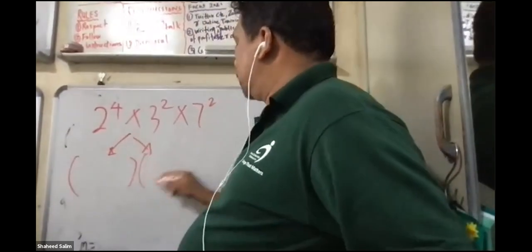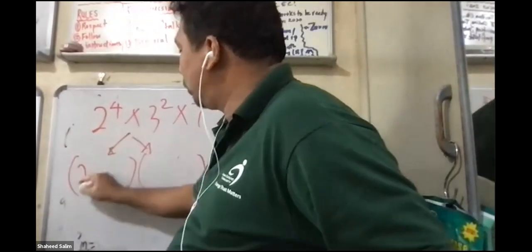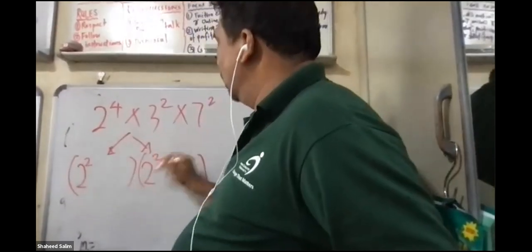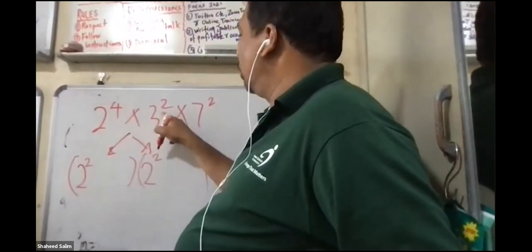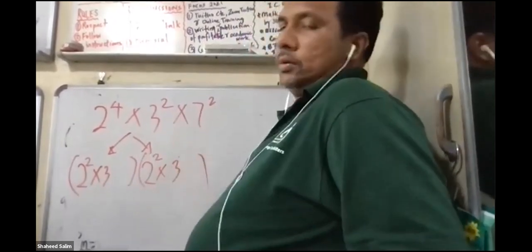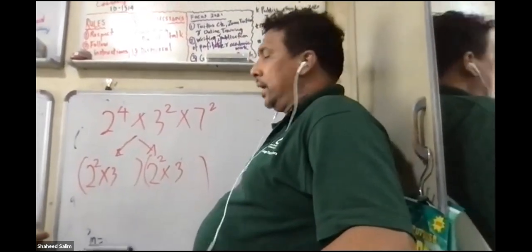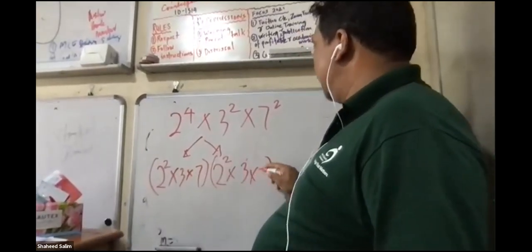1 times 1. Watch, there's 4 2's. So I put 2 to the power of 2 to the power of 2. See, there's 1, 2 2's, 3 2's, 4 2's. There's 2 3's. I put 1 3 here, I put another 3 here. All right. Then the next one, 7. There's 2 7's. I put 1 7 down here, another 7 down here.